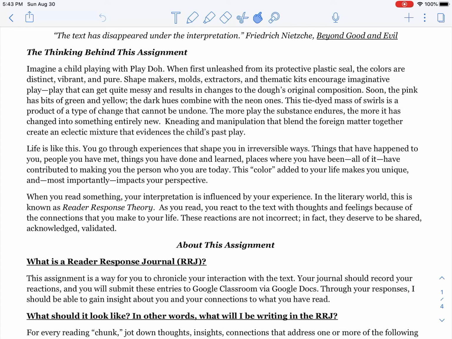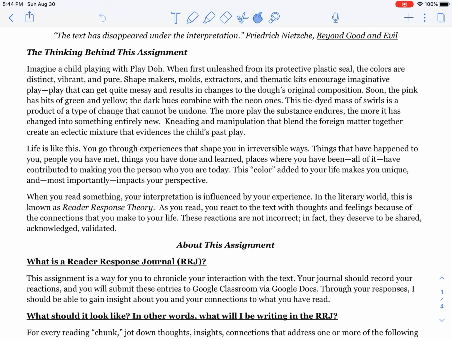So what I'd like to do is look at this third paragraph down where it says the thinking behind this assignment. So paragraph 3, it says, when you read something, your interpretation is influenced by your experience. In the literary world, this is known as reader response theory. As you read, you react to the text with thoughts and feelings because of the connections that you make to your life. These reactions are not incorrect. In fact, they deserve to be shared, acknowledged, and validated.